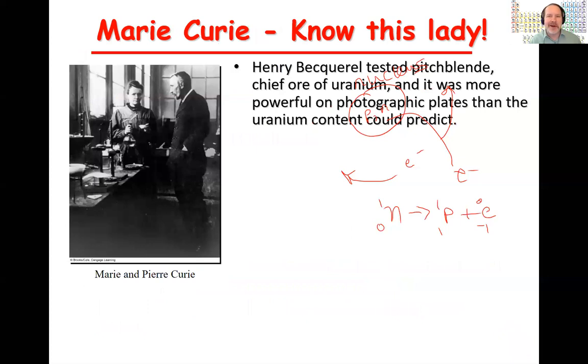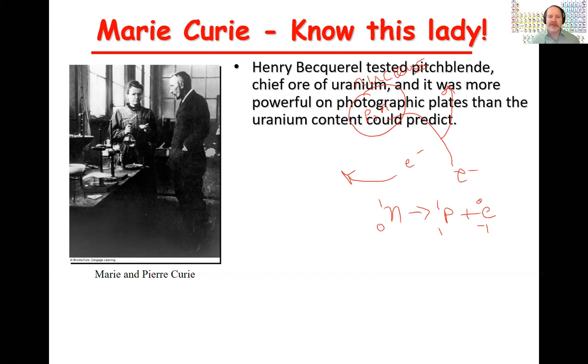I just thought it'd be good to talk about one of the important persons in this radioactive nuclear chemical history, and her name is Marie Curie. You should get to know this lady and know a few important details. She was working on her PhD under the advisement of Henri Becquerel. They were testing this material called pitchblende, where they would extract uranium. But from their calculations and how they understood things at the time, it seemed like there was a lot more radioactivity there than they were predicting.